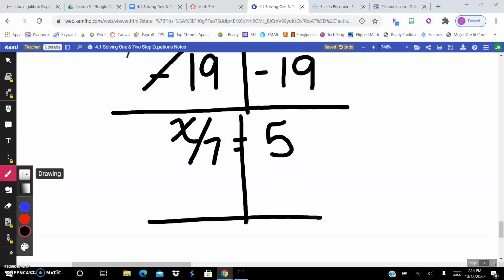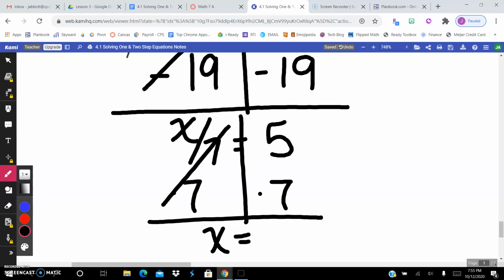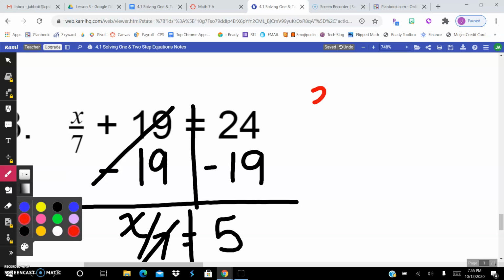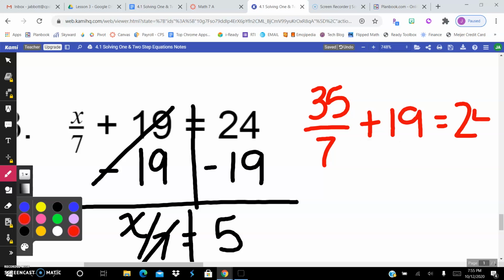And for our last step, we have to get rid of that 7. That's a divide by 7, so I'm going to multiply by 7. So the 7's are gone, and I just have x, and 5 times 7 is 35. And if we plug that back in, it would be 35 divided by 7 plus 19 should give us 24. And 35 divided by 7 would be 5. And 5 plus 19 is 24.